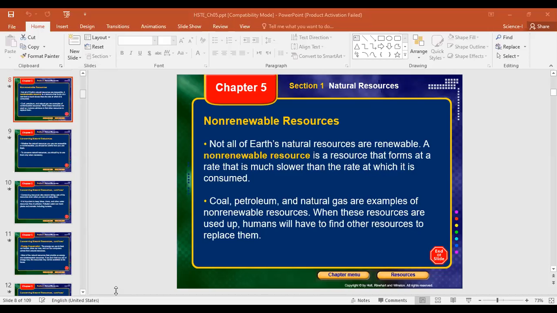Okay, so could you give me an example of reducing? How could you reduce the use of some resources, guys? Yes, Nano? Switch to more renewable things, like solar panels. So actually, that is turning to use renewable instead of non-renewable.